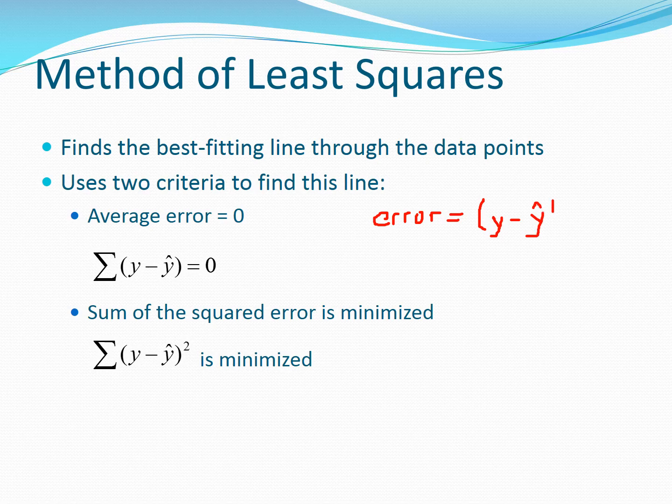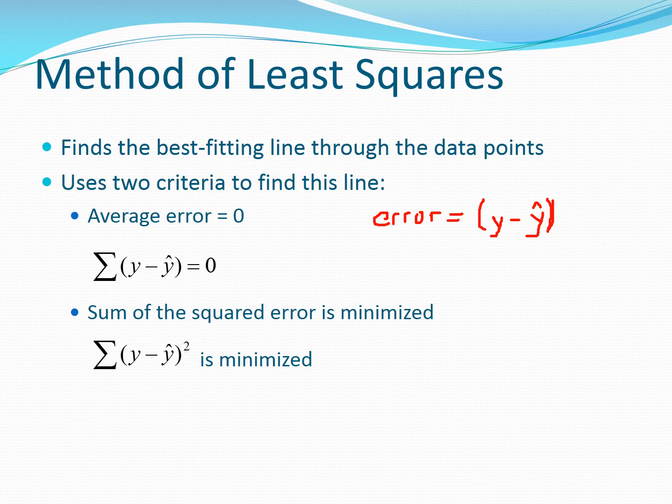And you're going to see we use hats quite a bit. That's a closed parenthesis there. So when you take a look at the real value of y and subtract what we predict it to be or estimate it to be, that's the y hat, that's called the error. That's how much we miss by. And so the average error is equal to 0. Another way of saying that is the sum of the errors equals 0. So that's the first criteria.